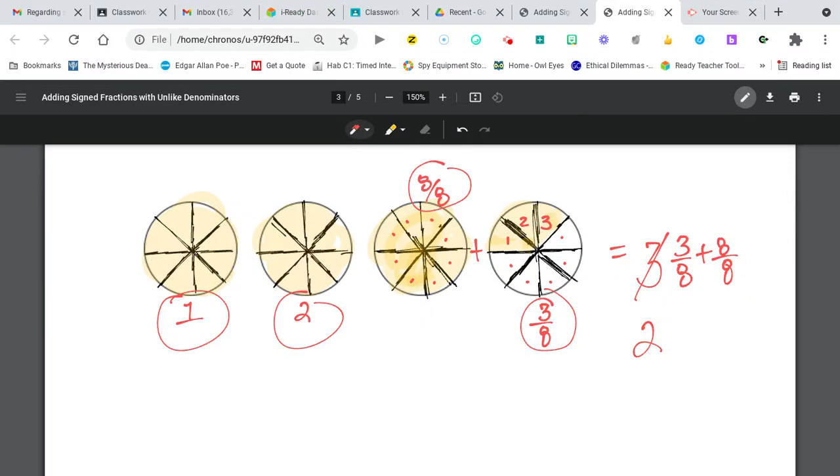And you can always just look at your denominator and tell. That's an 8. So that whole that I borrowed, well, we have 8 out of 8 pieces. So 3 eighths plus 8 eighths is 11 eighths. So I can rename it like that.